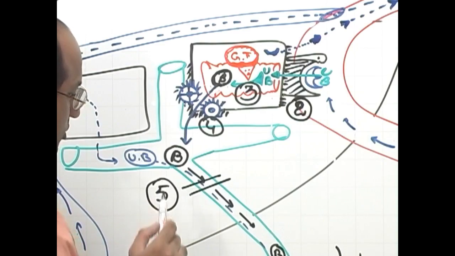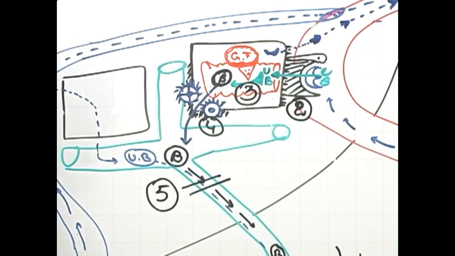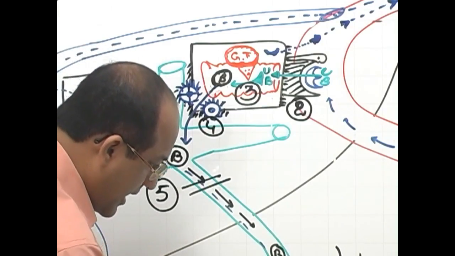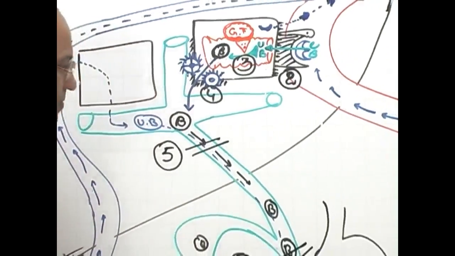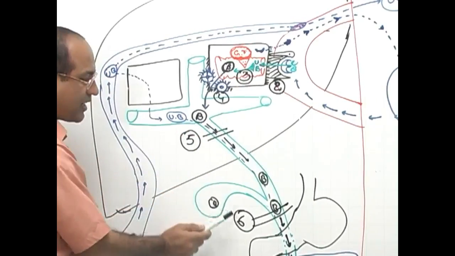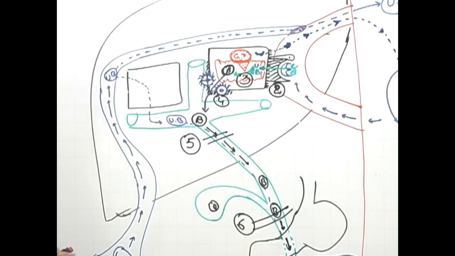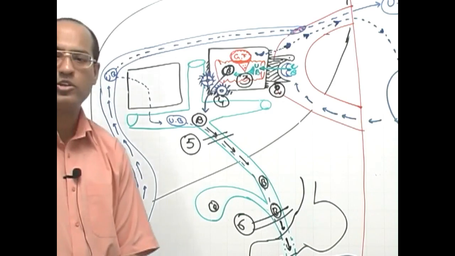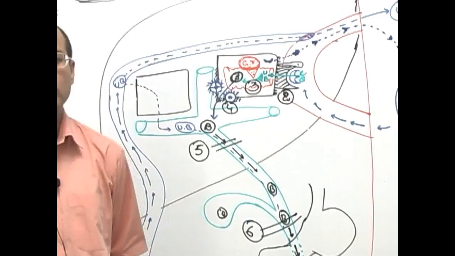Then another cause of conjugated hyperbilirubinemia may be intrahepatic obstruction to the outflow, and then there may be extrahepatic obstruction to the bile outflow. Now, causes number 4, 5 and 6 will produce what kind of hyperbilirubinemia? Conjugated hyperbilirubinemia.